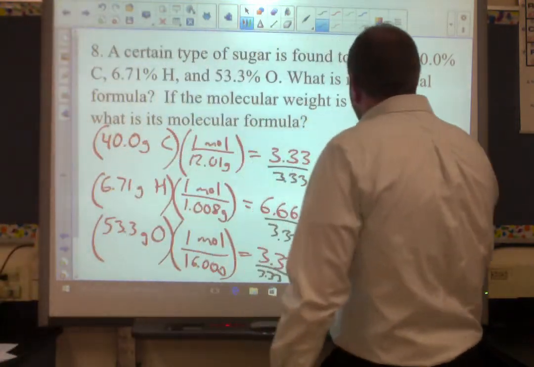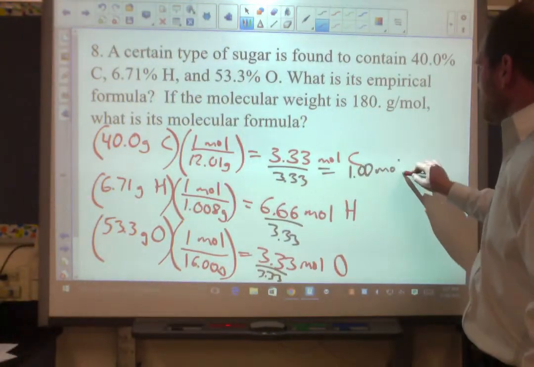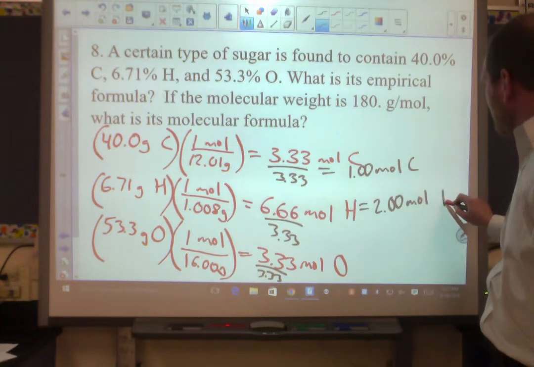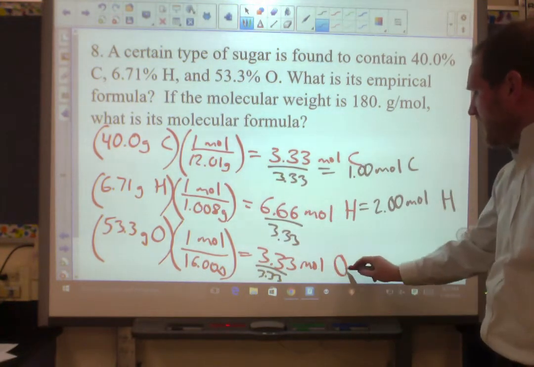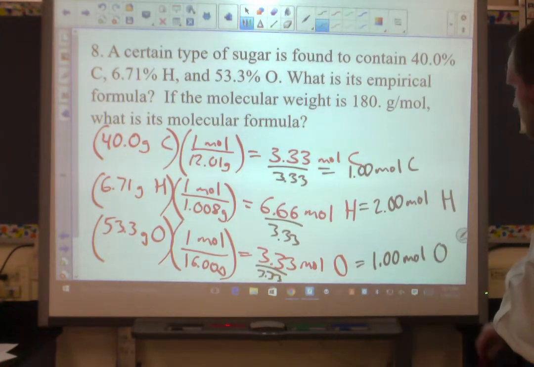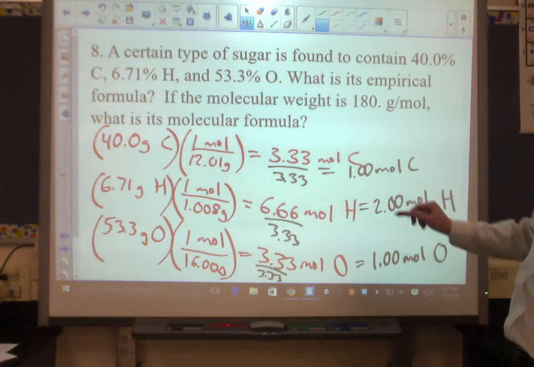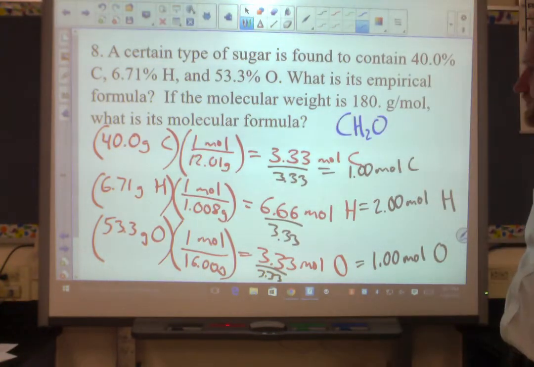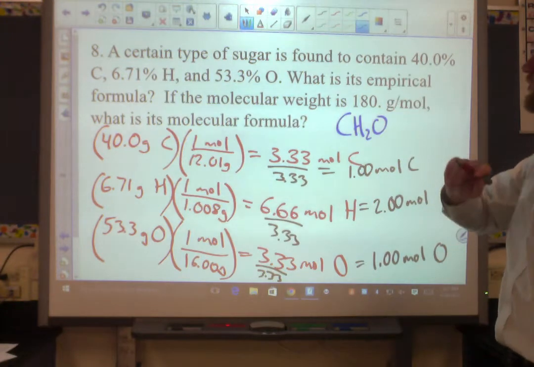So this ends up being 1.00 moles of carbon. This ends up being 2.00 moles of hydrogen. This divided by this is 2. And this is 1.00 moles of oxygen. So it's going to be CH2O. That's your empirical formula. Now, molecular formula.